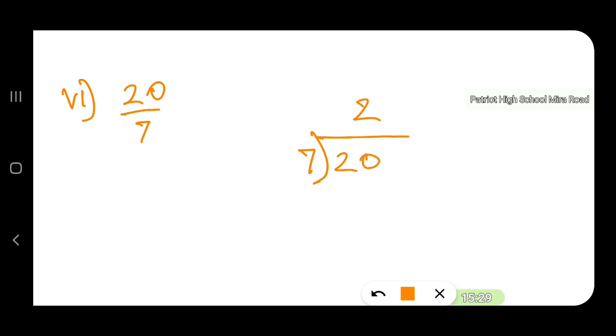Let us take the sixth example. 20 upon 7. We have to convert it into mixed fraction. So 7 is the divisor, 20 dividend. So dividing, 7 2s are 14. Subtracting we get 6. So 6 is the remainder. So the answer is 2 integer 6 upon 7.